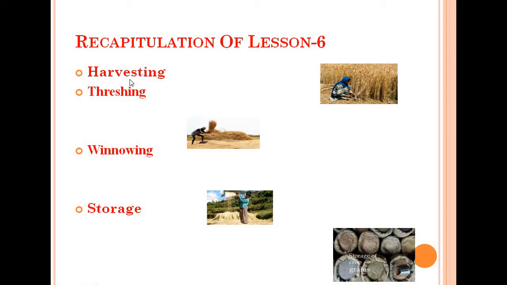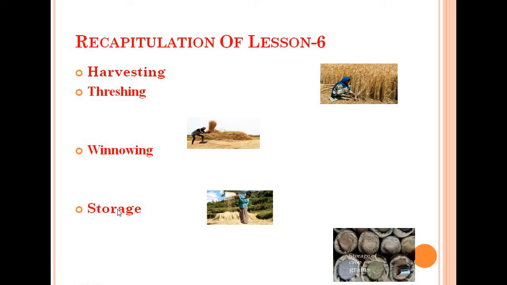Accompanied with harvesting, there are threshing and winnowing. As you have seen here, in threshing, the grains of the cereal plants are separated from the rest of the plant, and winnowing involves the separation of the grain from chaff. So both processes are very important. As you can see, this is the threshing and this is the winnowing.